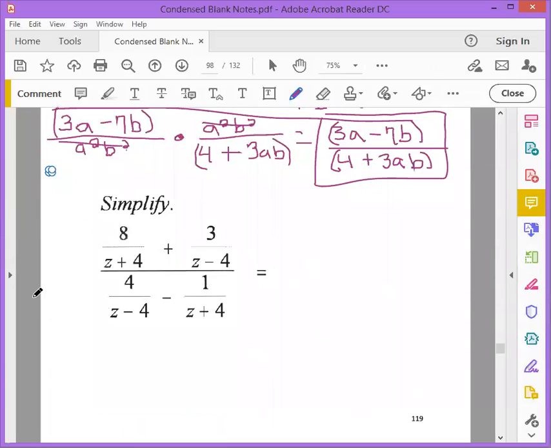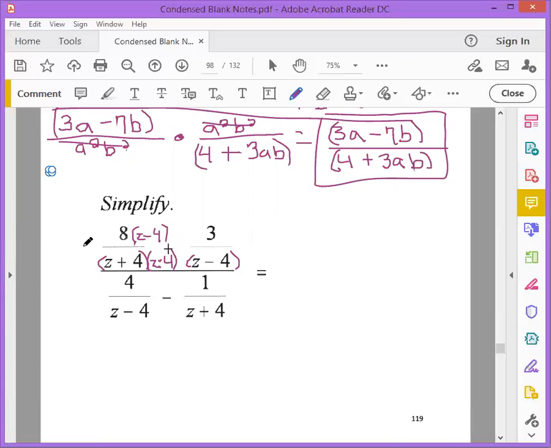All right, the next example, notice we have different denominators again, z plus 4, z minus 4. So in order to get a common denominator, we need to have both of these factors represented. This z plus 4 we see is in the denominator of the fraction on the left. We have z minus 4 in the denominator of the fraction on the right. We need to add that missing factor, the z minus 4, to the fraction on the left side. So we need to multiply the numerator and the denominator by z minus 4.